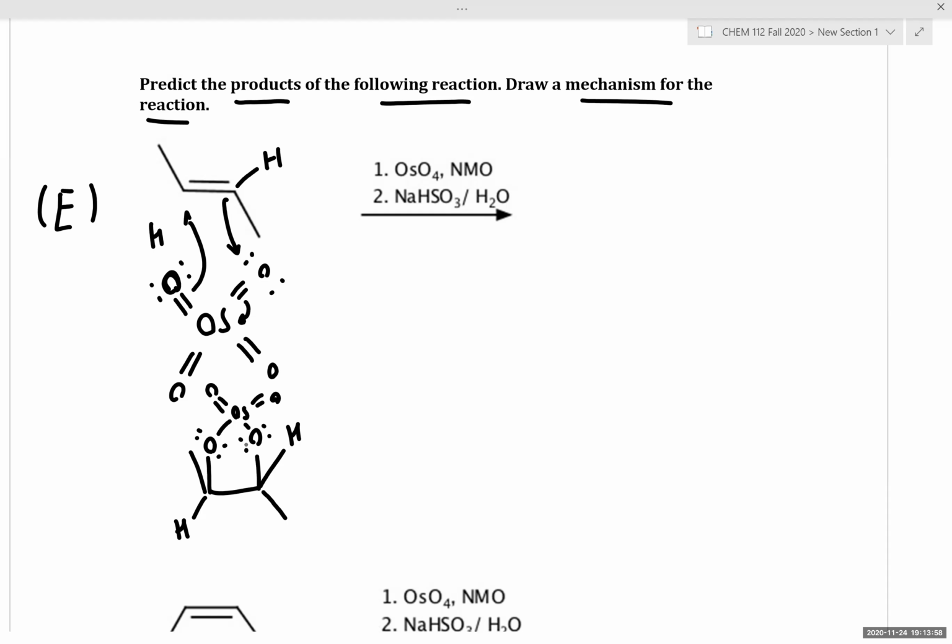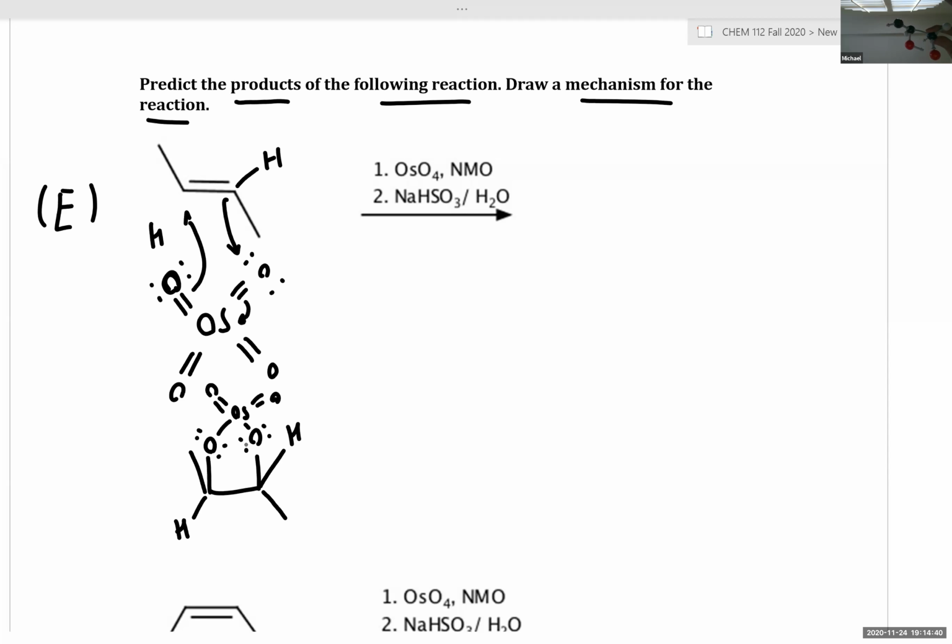To help us visualize what's happening, let's start with our alkene. We have our typical trans alkene, our typical E-alkene, and our diol is going to be installed on the same face. So let's install both of the alcohols on the same face. Okay, so we have both of our alcohols installed on the same face.